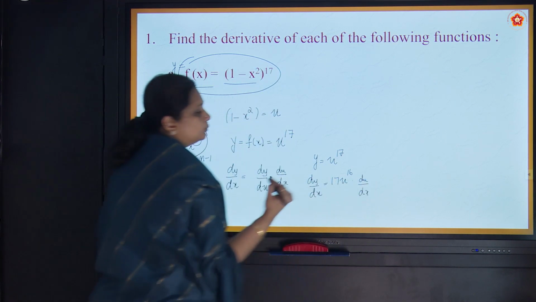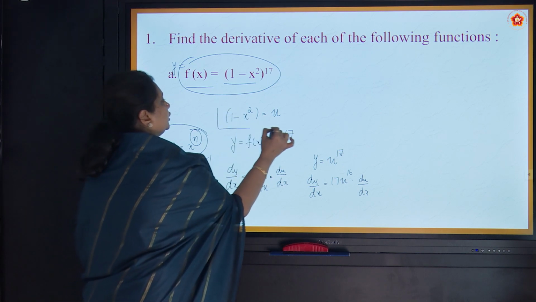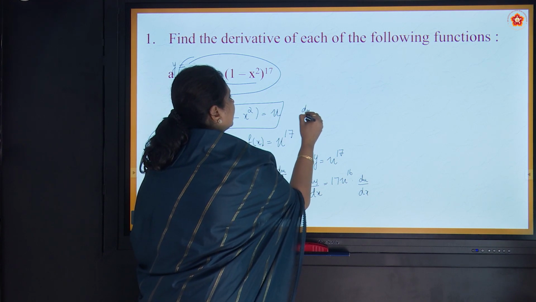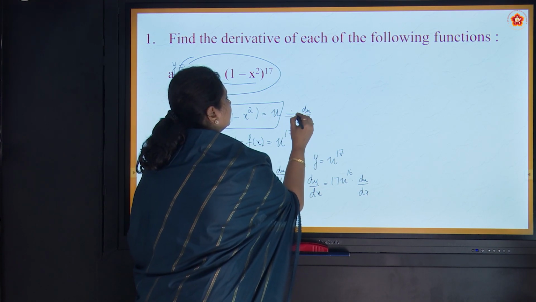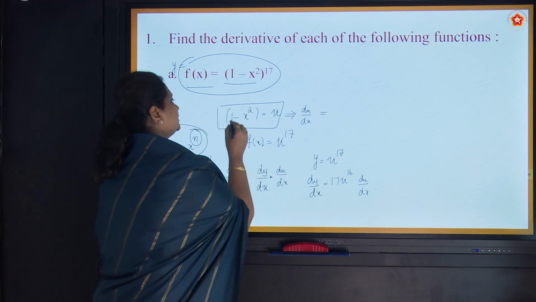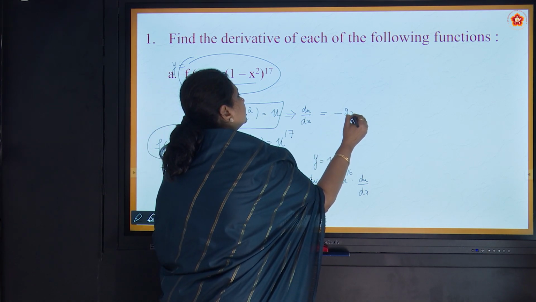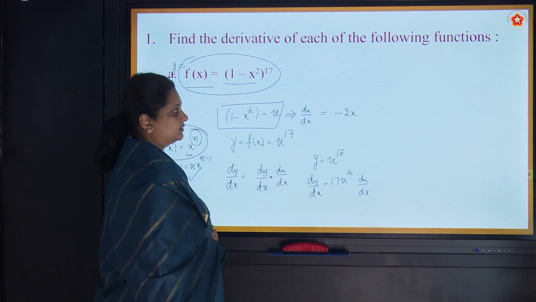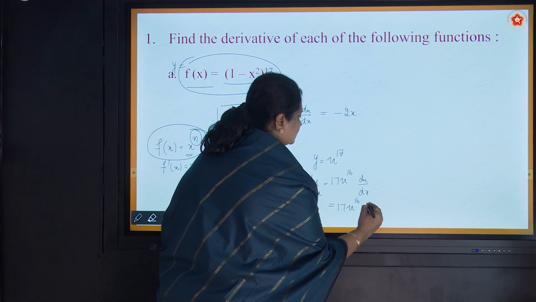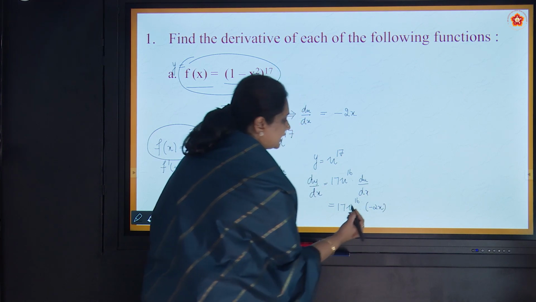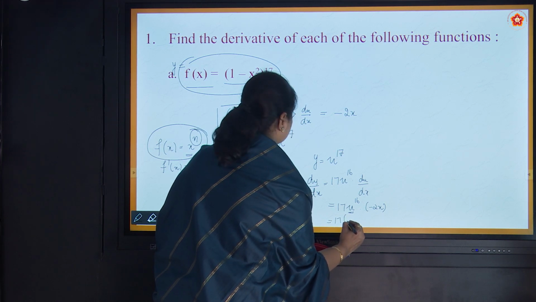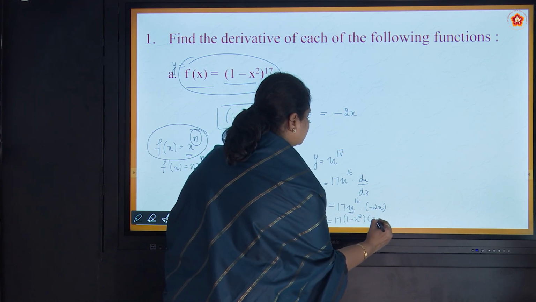So, now how do I find du by dx? Go back to the relation u in terms of x. If I differentiate this in terms of x, I'll get du by dx. So, this is a normal polynomial which is easy for me to differentiate. 1 becomes 0, minus x square becomes minus 2x on differentiation. So, this will be rewritten as u power 16 into minus 2x. Now, u is an assumed variable. I'll put it back in terms of x. So, it's 17 into 1 minus x square into minus 2x.